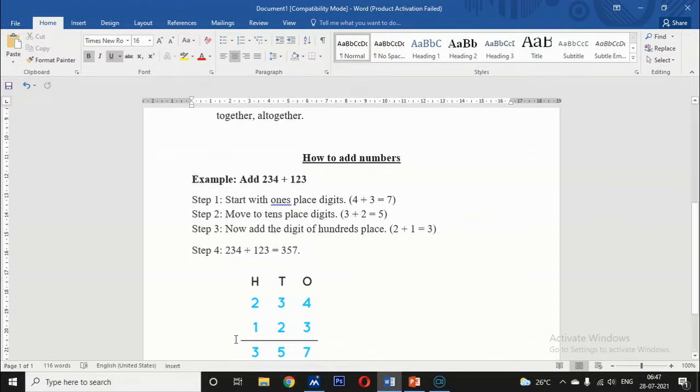Now children, put the addition symbol here and start adding from the ones place. First add 4 plus 3, you get 7. Then add the tens place values, 3 plus 2, you get 5. Then add the 100 place values, that is 2 plus 1, you get 3. So the answer is 357. Now children, let us see some more examples related to adding numbers.